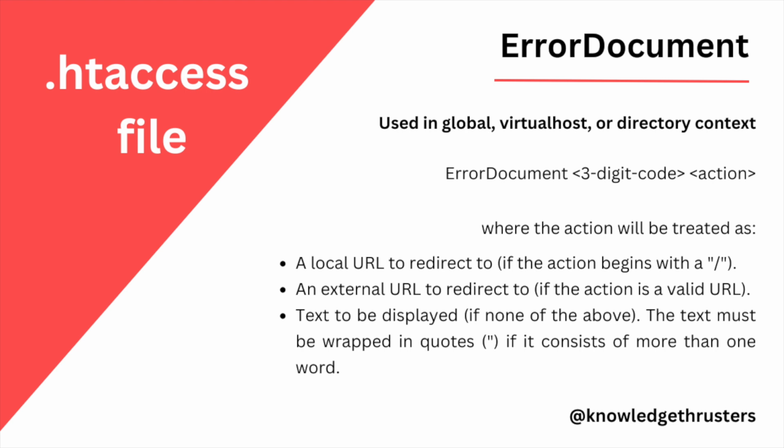To handle these errors in Htaccess, we have one ErrorDocument directive. It can be used in global, virtual host, or directory context. For the syntax, you can see ErrorDocument first we will be writing, and then we will be writing the 3-digit code, like 400, 500, 404, and after that the action. The action can be a local URL that you want to redirect to, or any external URL, or a simple string or text that needs to be displayed. So three ways you can display your custom error page.